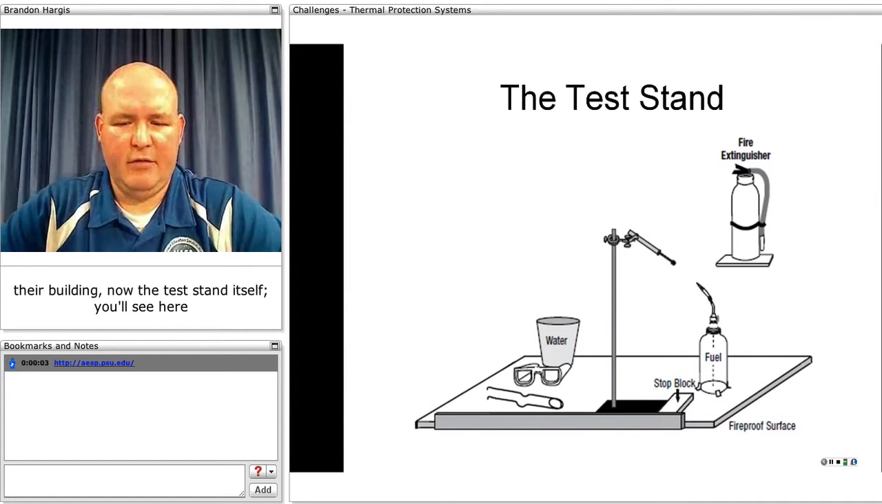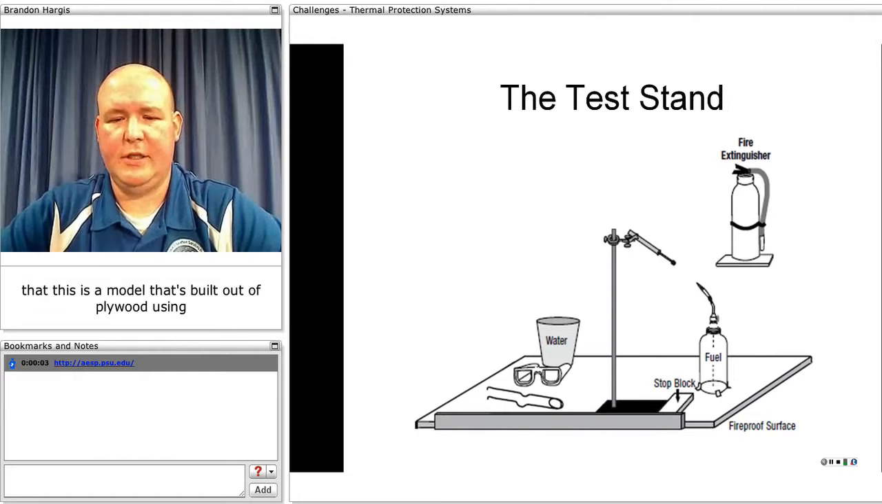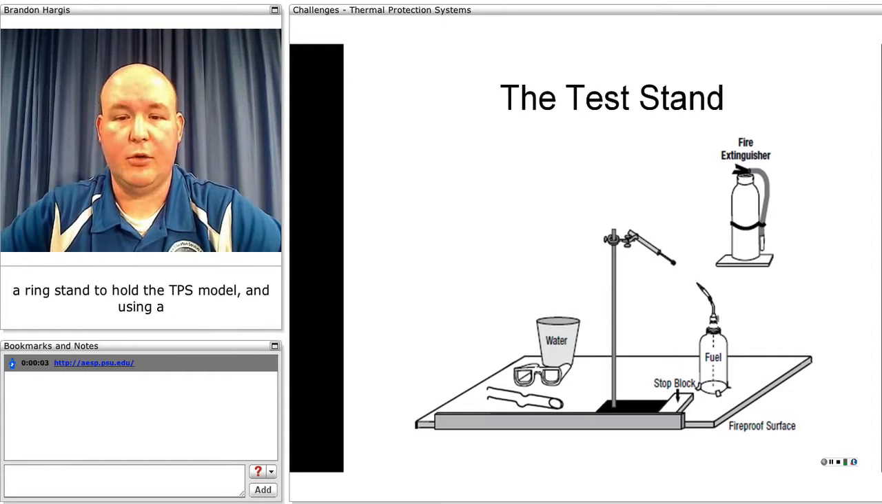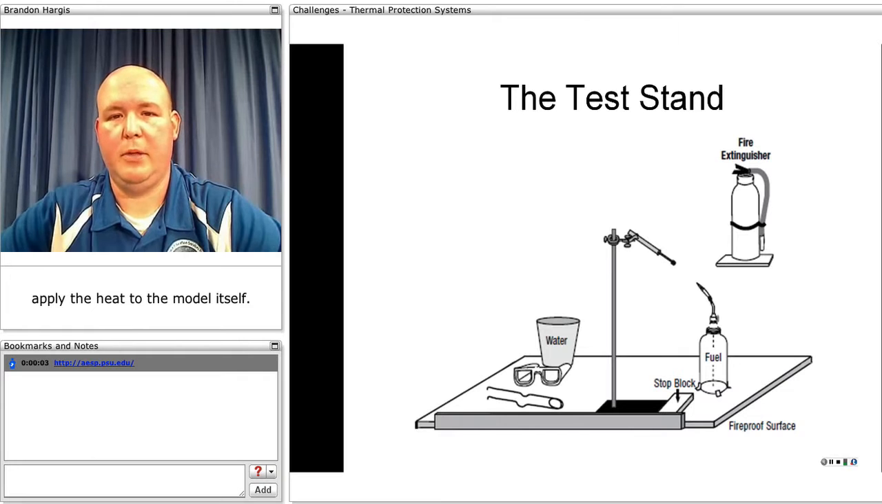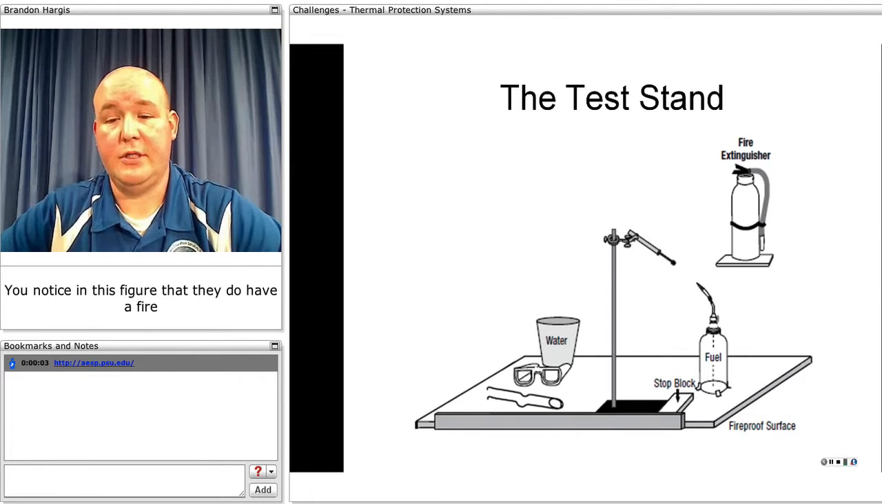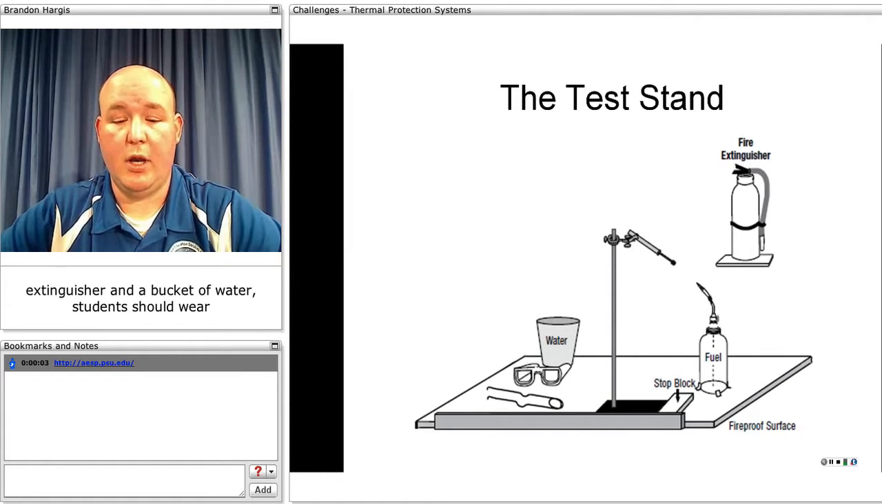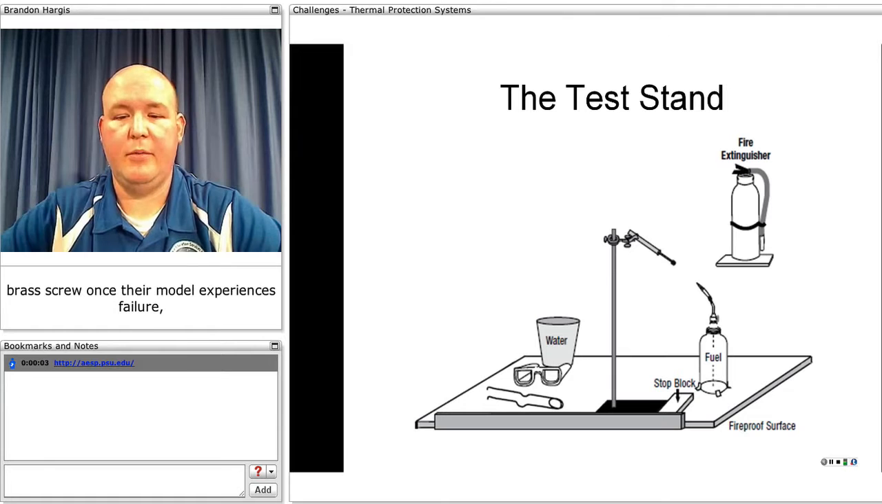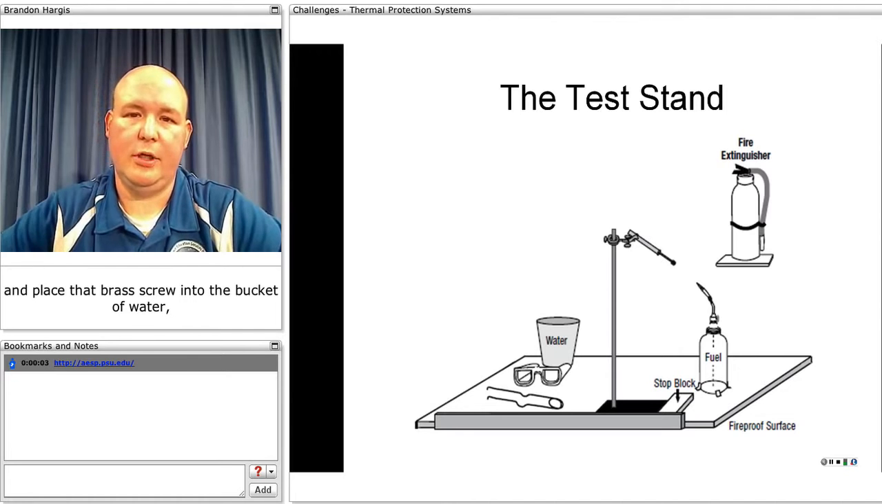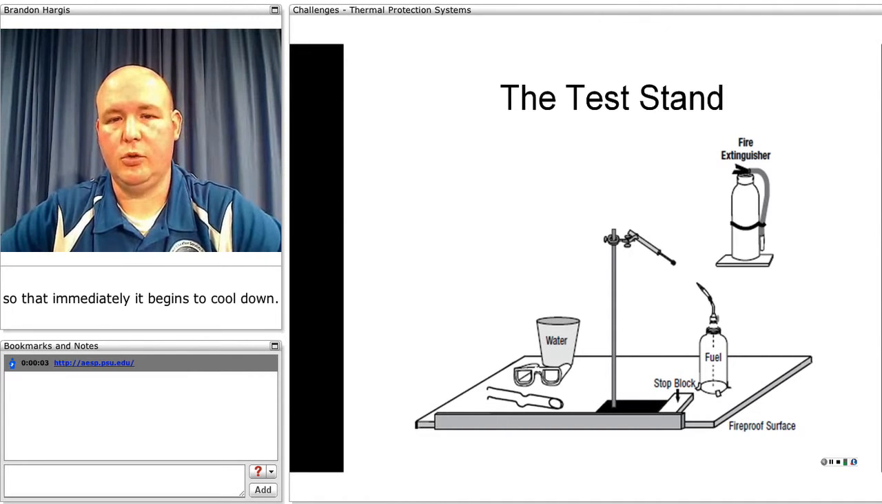Now the test stand itself, you'll see here that this is a model that's built out of plywood, using a ring stand to hold the TPS model, and using a butane or propane torch as the heat source, applying the heat to the model itself. You notice in this figure that they do have a fire extinguisher and a bucket of water. Students should wear safety glasses, and tongs should be used to pick up the brass screw once their model experiences failure, and place that brass screw into the bucket of water so that immediately it begins to cool down.